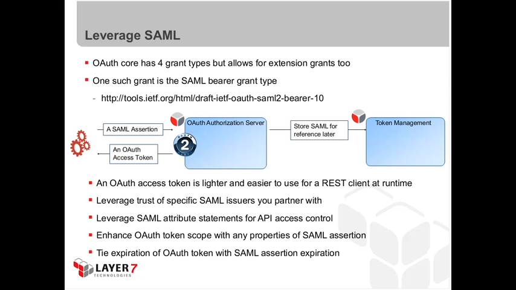And unless the SAML assertion has a very long lifespan, it makes sense to tie the expiration of that OAuth access token with the expiration of the SAML assertion itself. You might want to make this shorter, obviously, if you're in a situation where your policy for OAuth session lifetime is shorter than the SAML assertion that comes in.